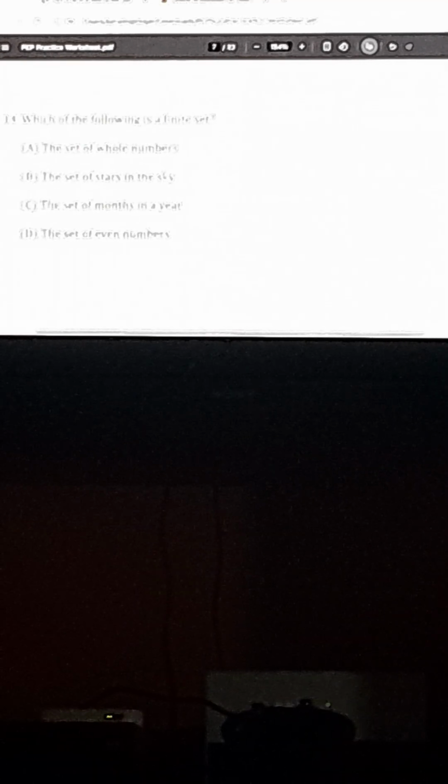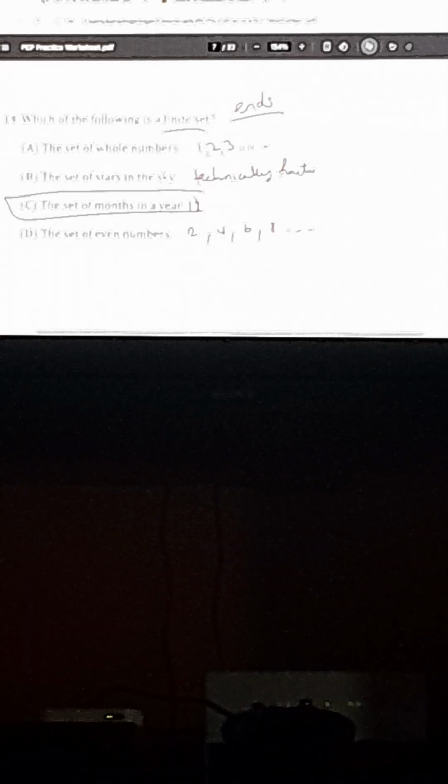Which of the following is a finite set? Set of whole numbers. A set of stars in the sky. Finite means it ends. So the set of whole numbers goes on and on forever. The stars in the sky is technically finite, but they usually use this to represent infinite, because we could never count out all these stars in the sky. We don't know. But it's always a bad example for someone to use because this is more like unknown. Right? So the set of months in the year, oh, that's finite. The set of even numbers just goes on and on forever.